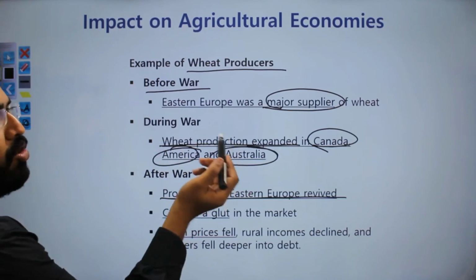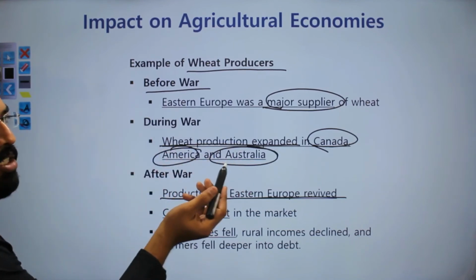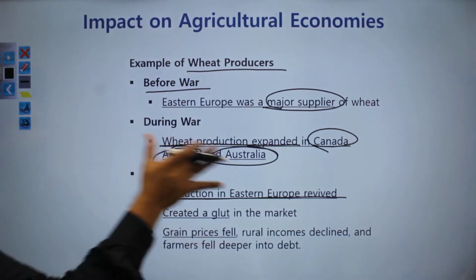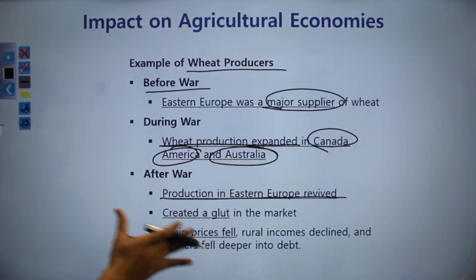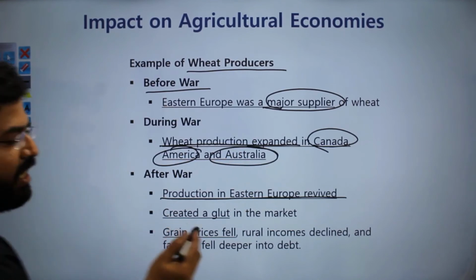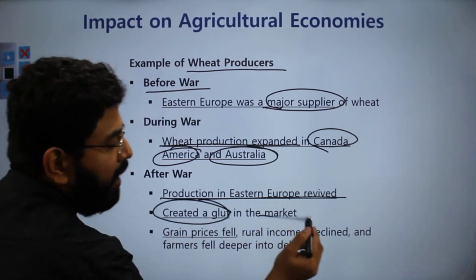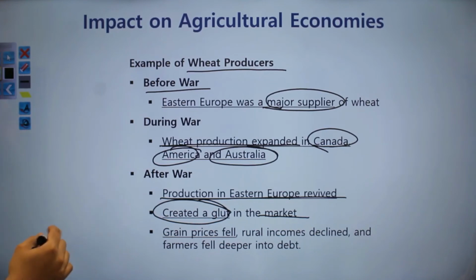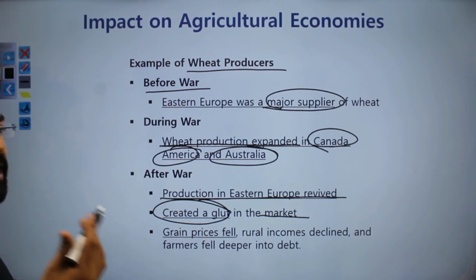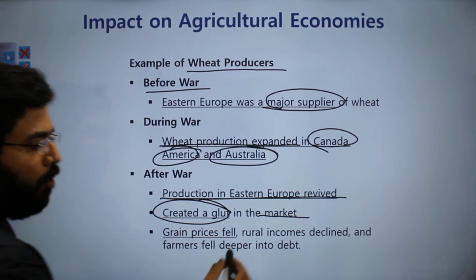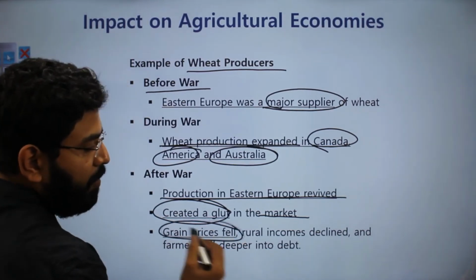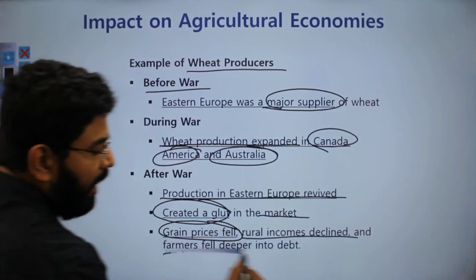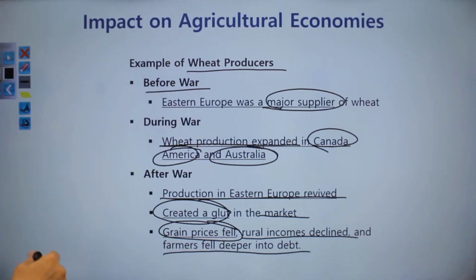But these other countries did not stop. They had actually expanded their production. Hence, there was now an excess of production, because it was joined by Eastern European production, and this created a glut in the market, meaning an excess in the market. Since there is an excess of a product, the price of that product falls. When the prices of the products fall, rural incomes declined and the farmers fell into deeper debt.